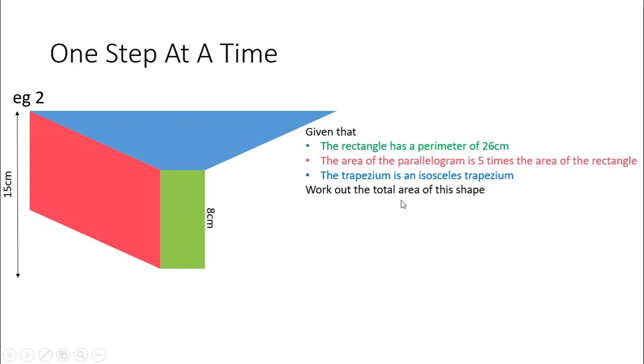Now I'm sure that some of you seeing this are overwhelmed, but let's take this one step at a time. Starting with the rectangle. It has a perimeter of 26 centimeters. So if you know that the total perimeter is 26 centimeters and you only have one of the lengths there, you should be able to work out the other lengths.